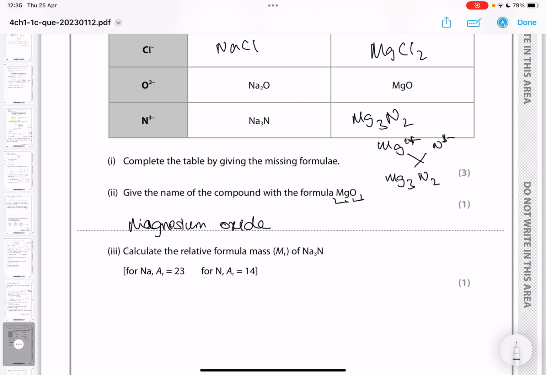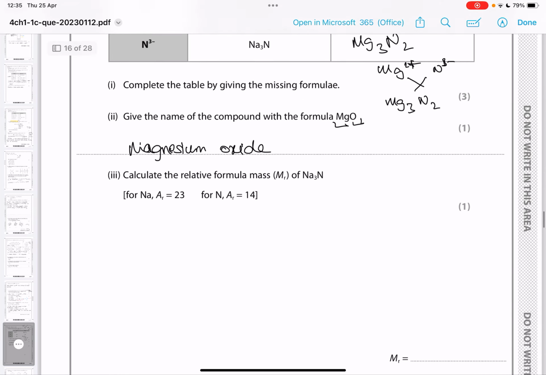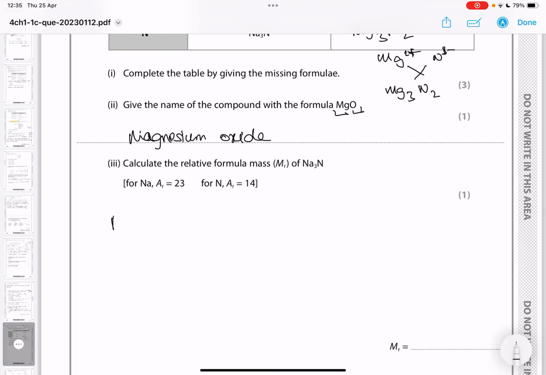Calculate the relative formula mass of Na3N. Okay, so if they want you to work out the relative formula mass, what you do is you just add the relative atomic mass of each element. So here we've got 3 sodium, so it's going to be 3 times 23, because the relative atomic mass of sodium is 23, plus 1 nitrogen atom, 14. And that should give you an answer of, let me work it out quickly, 83. Okay, so Mr is 83.